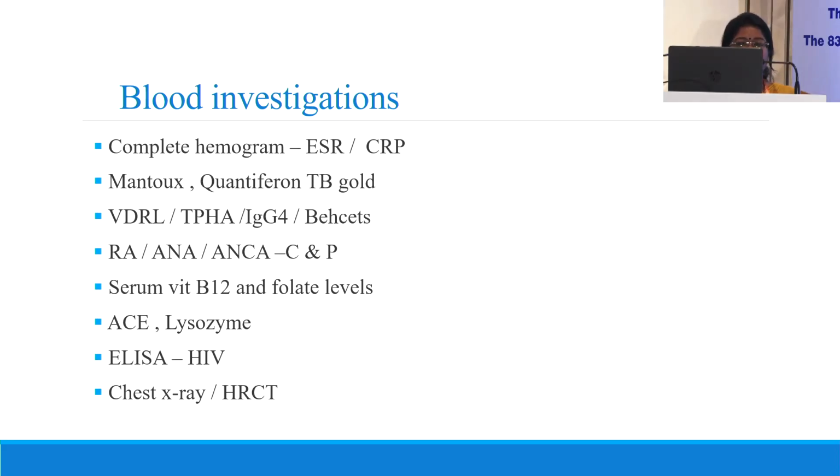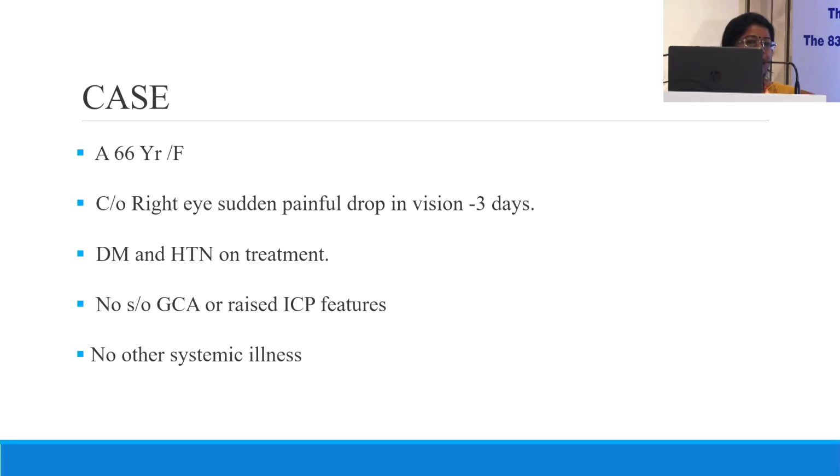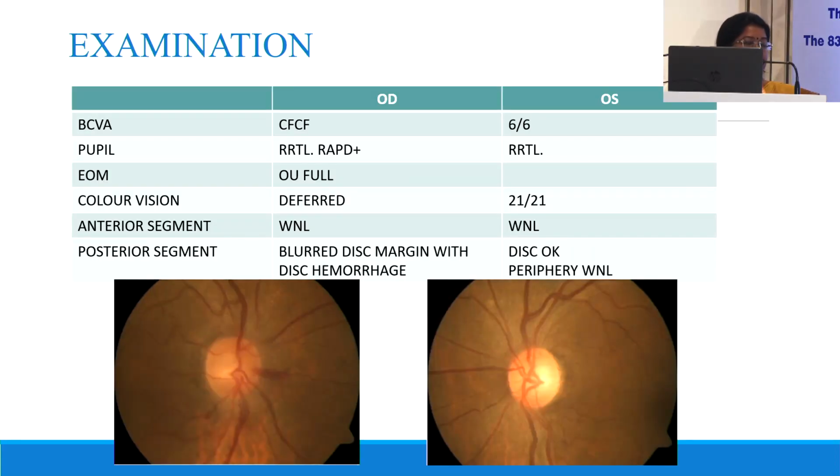I'm going to show one case example where a 66-year-old female came with a complaint of sudden painful vision drop in the right eye over a period of 3 days. She was diabetic and hypertensive. There were no signs of giant cell arteritis or raised ICP, and she did not have any other systemic illness. Her visual acuity in the right eye was counting fingers close to face, and the left eye parameters were normal. You could see a very subtle disc edema with a splinter hemorrhage, and the vision was counting fingers close to face in a 60+ age group.